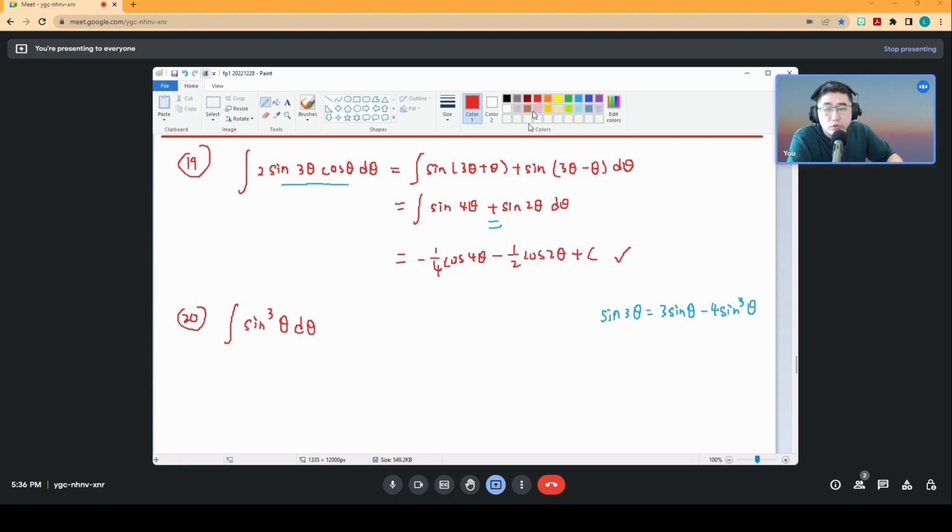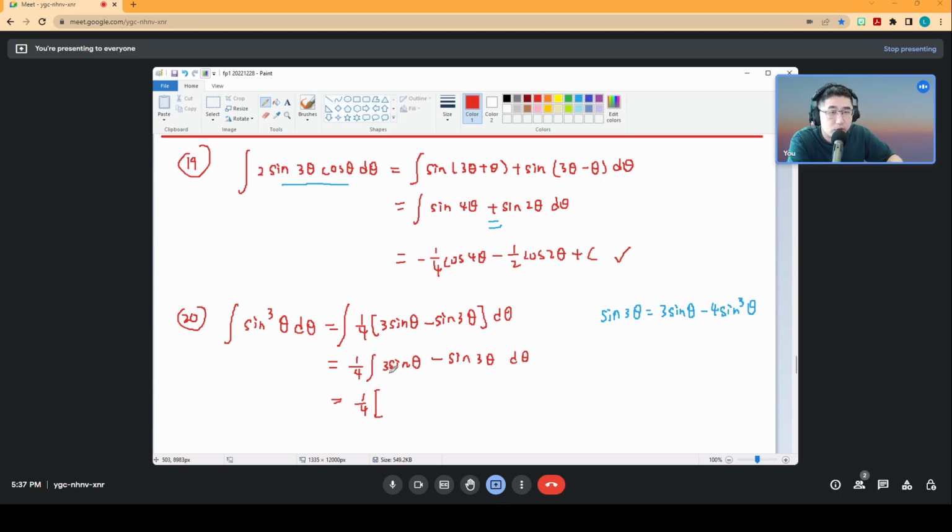By rearranging, I will have sine cube theta as the subject. So 1 over 4 of 3 sine theta minus sine 3 theta d theta. 1 over 4 serves as a multiple, so of course you can take it out. From basic integration rule, 3 sine theta minus sine 3 theta d theta, so 1 over 4, then integrate them respectively.